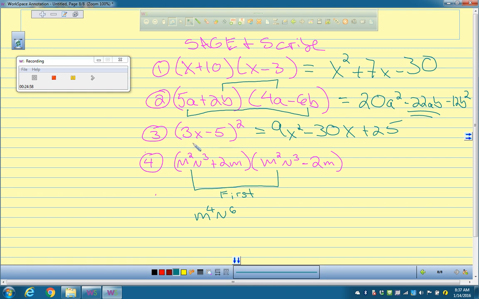So this is like saying a plus b times a minus b. The ab and the minus ab cancel each other out. So now all I have to do is square this last term, and I put a minus sign in between. So what's 2m times 2m? 4m squared, okay? 4m squared. So that's that answer. So these are your 4 answers.